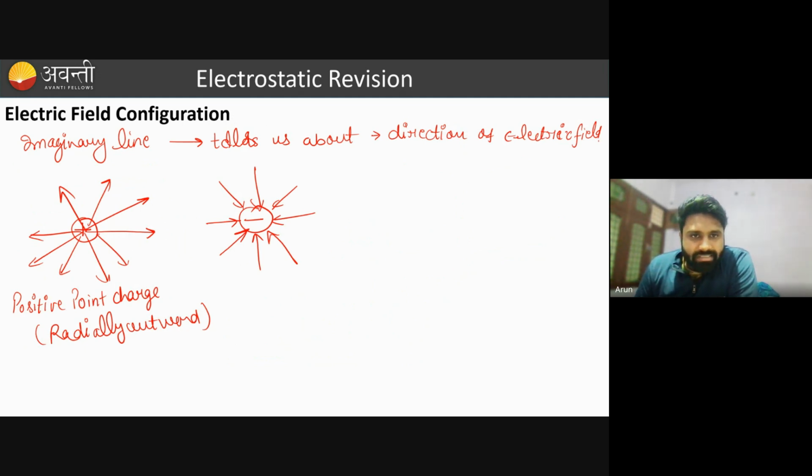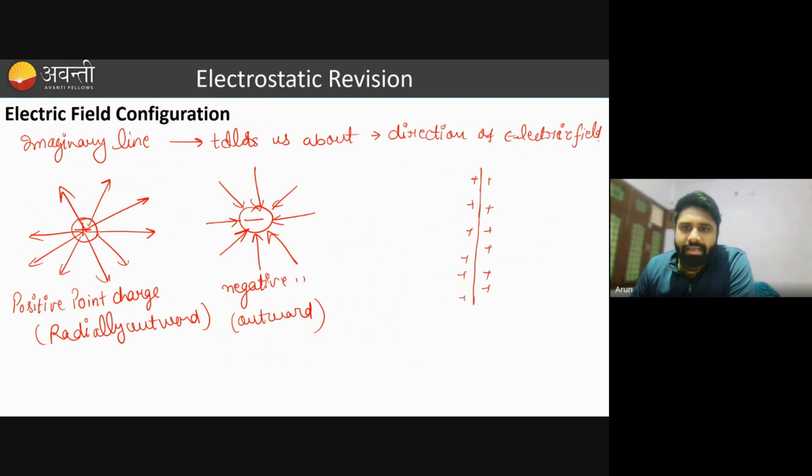Now, this is for the negative point charge, and for the positive one it is radially outward. Got it? For a line charge, this is a line, and let's say it is positively charged. For this distribution, the electric field lines pass perpendicular to it, like this. Okay.